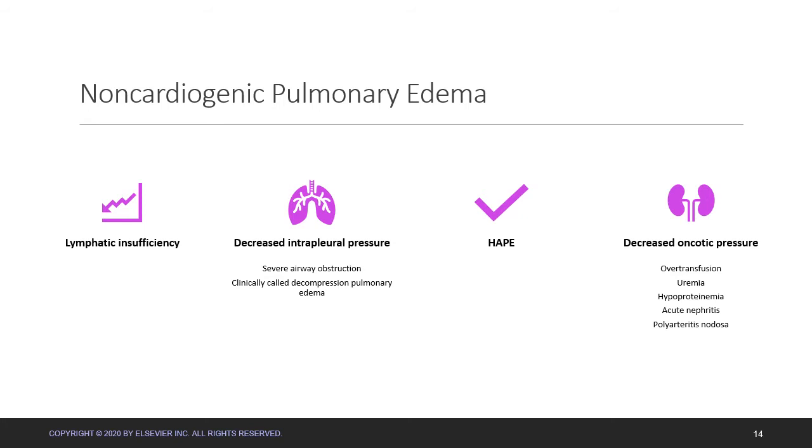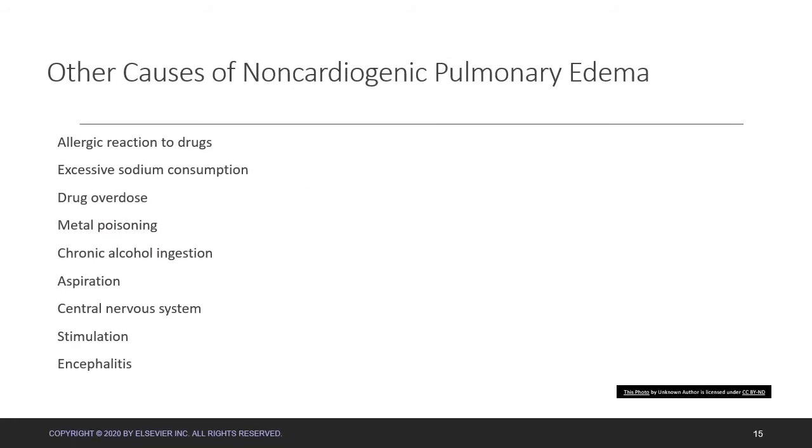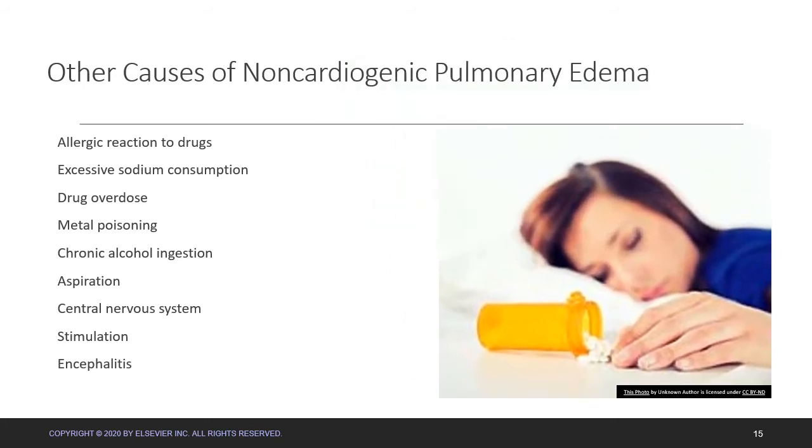Although the exact mechanisms are not known, there are other causes and conditions associated with non-cardiogenic pulmonary edema. Other causes include allergic reaction to drugs, excessive sodium consumption, drug overdose, such as morphine, heroin, amphetamines, cocaine, antituberculosis agents, and chemotherapy drugs. Metal poisoning, such as cobalt, iron, or lead, chronic alcohol ingestion, aspiration, central nervous system overstimulation, and encephalitis.